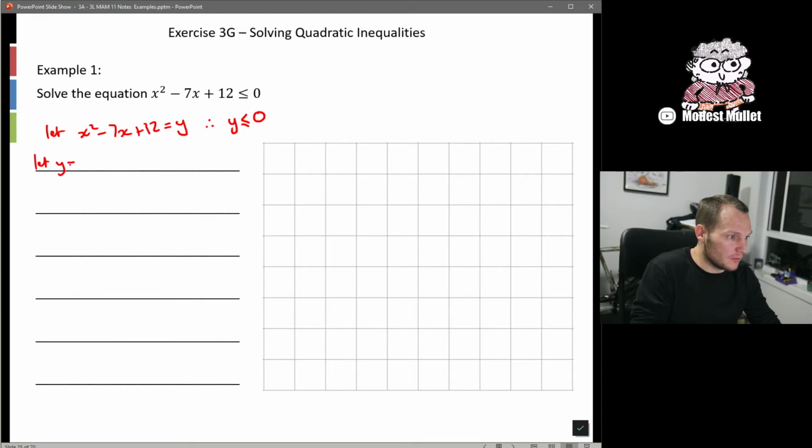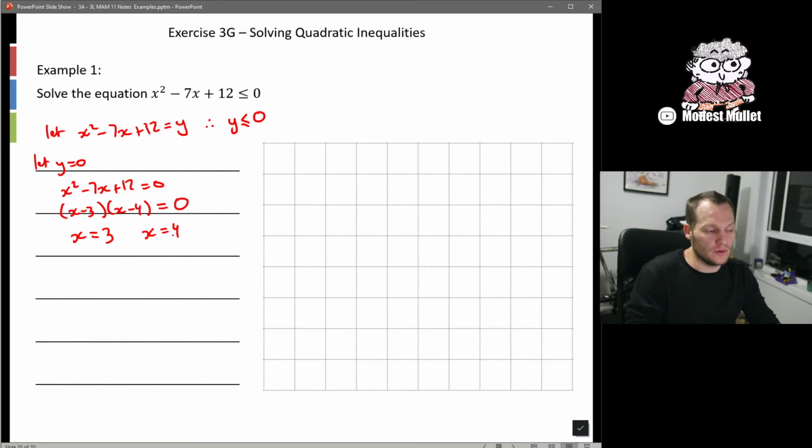Well, I'm now going to let y equal to 0, so I get x squared minus 7x plus 12 is equal to 0. I know the a value is 1 in front of the x squared, so I'm going to try and factorize via inspection first. So I get multiply to give me 12 and add to give me -7. That's going to be x minus 3, x minus 4. So from that, using the null factor law, we get x is equal to 3 or x is equal to 4 for our intercept.